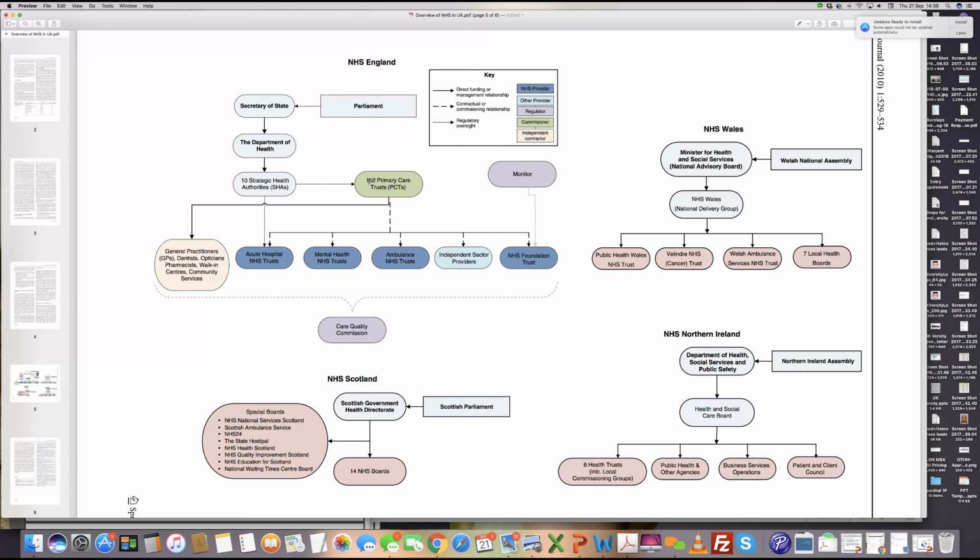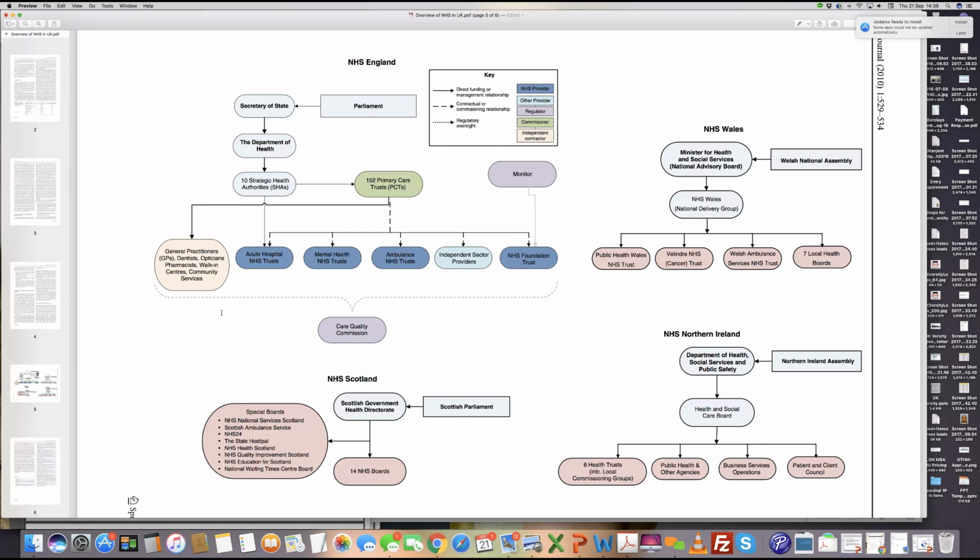And then the PCTs are made up of GP surgeries, which is the biggest component. You have hospitals, mental health trusts, the ambulance service, and the independent or private sector essentially. There are private providers, like doctors who are registered with the BMA, the British Medical Association. You can work privately as a doctor, and they form a part of what are called independent providers. And then you have the NHS Foundation, which monitors the entire operation.